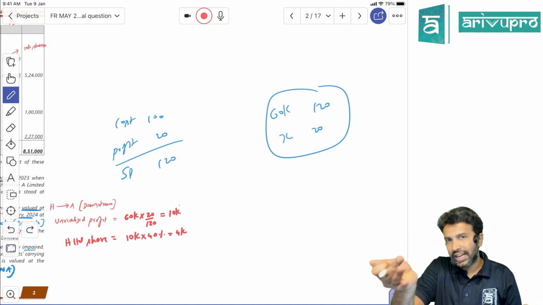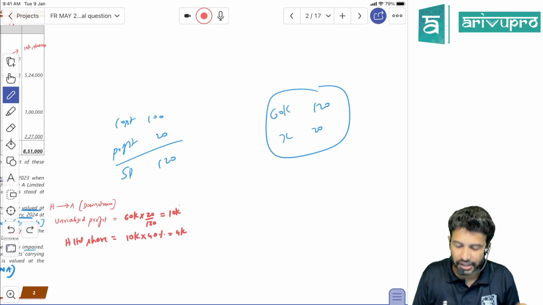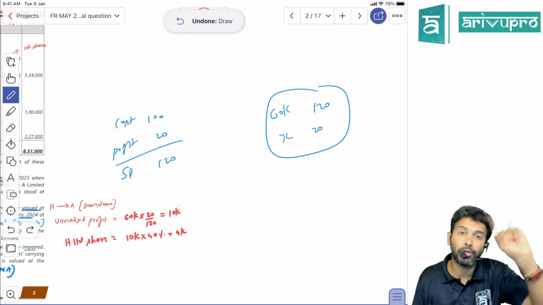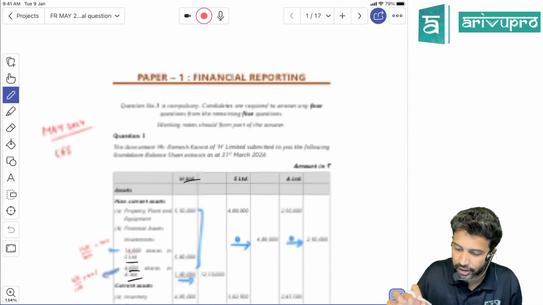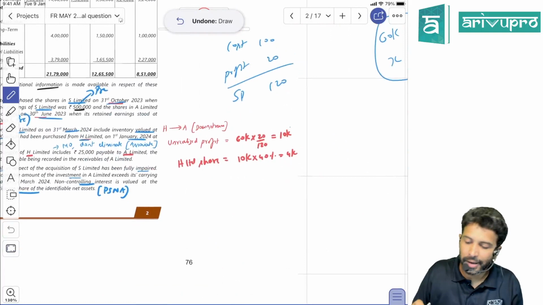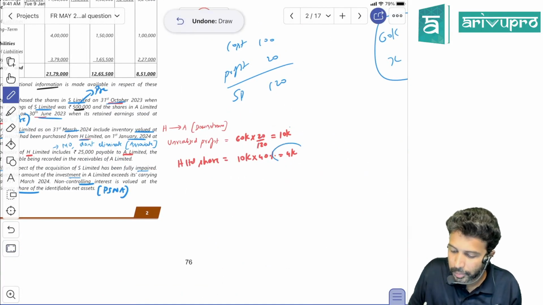So hence we only want our share. This is the total unrealized profit. Here we'll only take the parent share. What is the parent share? 40%. The shareholding percentage we already calculated here. Parent has a 40% stake in the associate. So H Limited, the parent share, will be 40% of 10,000, which is 4,000 rupees.